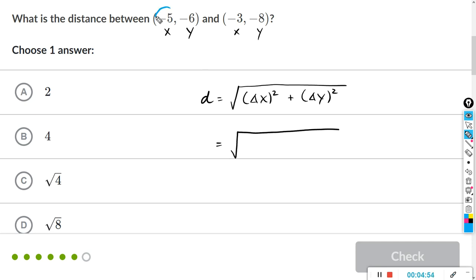Okay, so it's going to be negative 5 minus negative 3. Okay, so watch your signs. And that gets squared. And for the change in y, again, for the change, you're subtracting. So it's going to be negative 6 minus negative 8. Okay, watch your signs. And that gets squared.